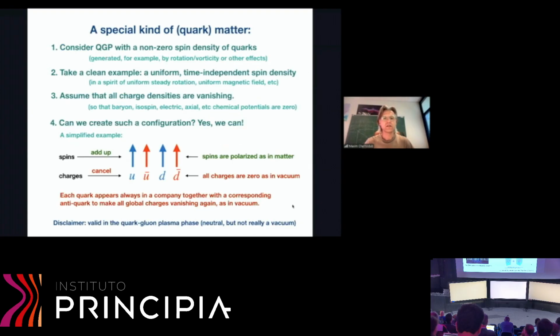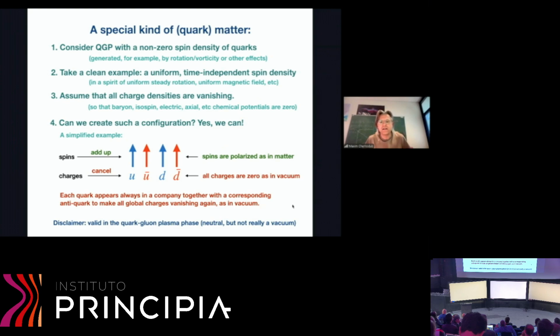So right now, we would like to ask the question: we don't have any rotation. Imagine that we have a QGP with non-zero spin density of quarks generated by some effects, maybe by rotation, but the rotation stopped, for example, and we have just a medium with some spin polarization, and we would like to understand what the effect will be on the thermodynamics of the system. For us, the simplest way is to consider uniform time-independent spin density, like we do usually with magnetic field. I know about Gergo's talk, where different profiles are considered, but in the early stages, we consider just uniform spin density and assume that all charge densities are vanishing.